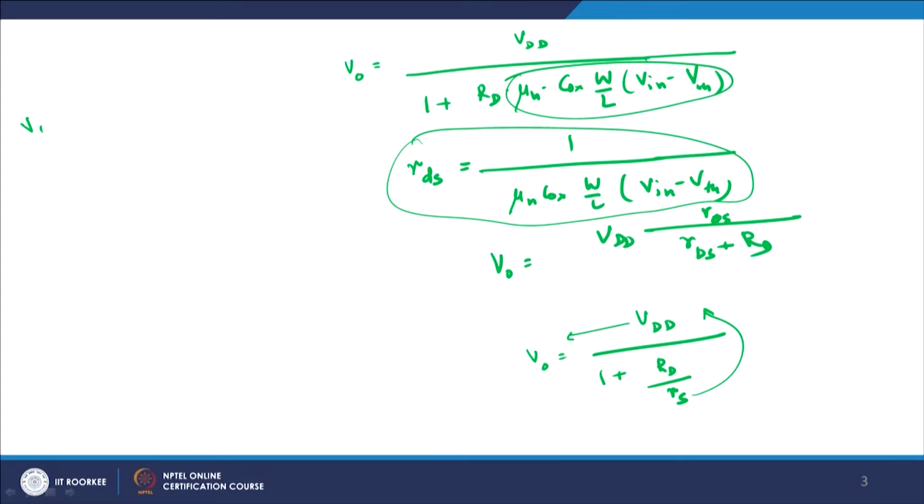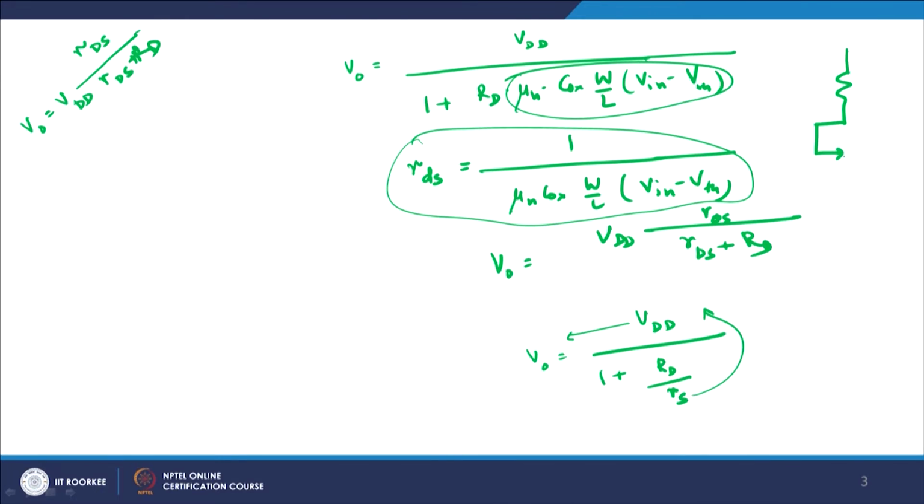So I will get V0 equals VDD into RDS upon RDS plus RD. RD is the resistance on the drain side, and if you look very carefully, this is how it should look, because when we were discussing just now, this is VDD, and this VDD is broken into two parts as a voltage divider network, and these two parts will be inversely proportional to the resistance offered by this as well as this.